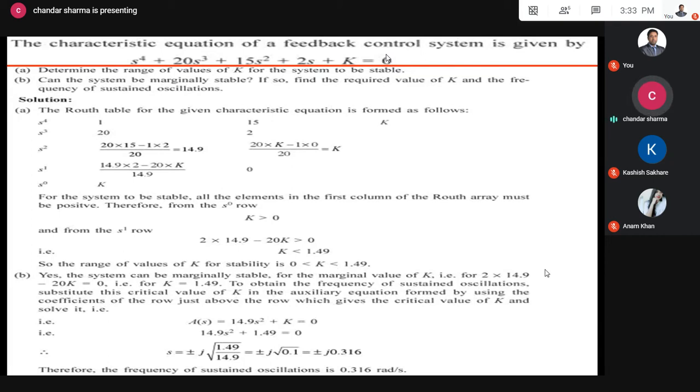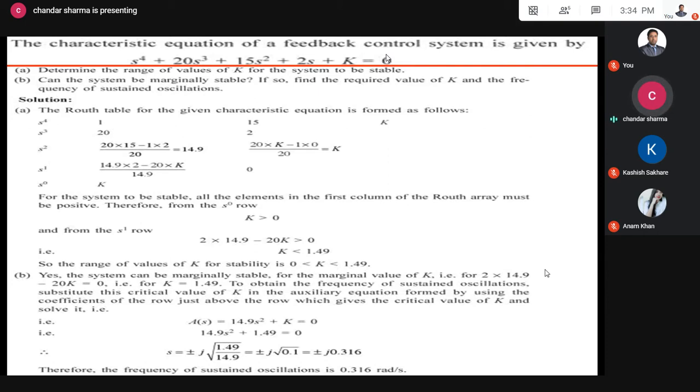However, it does not indicate the nature of roots, whether real or complex, which are located in the left half of the S plane or right half of the S plane. These are the limitations of the Routh's stability criteria. Here I consider one numerical also.